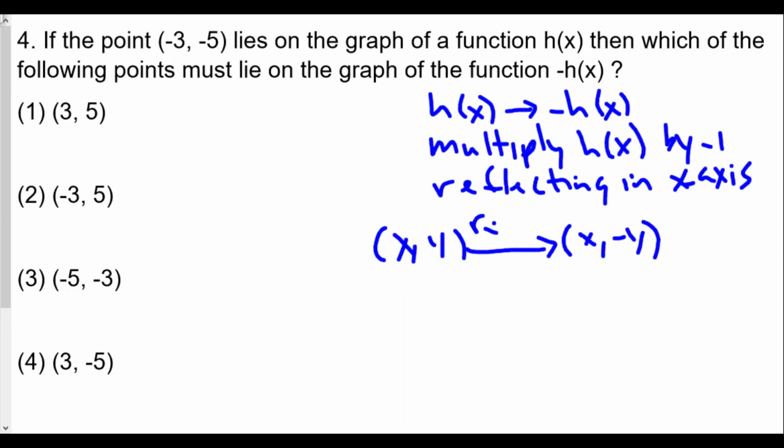Okay? This is from geometry a while back. Algebra 1, we did that as well. And so if we're going to follow the same pattern, we have negative 3 comma negative 5 becomes, we keep x the same, and change the sign of the y value, which becomes now positive 5. So if the point negative 3 comma negative 5 is on h of x, then negative h of x must have the coordinate of negative 3 comma positive 5 as a matching value, and that'll be choice 2.